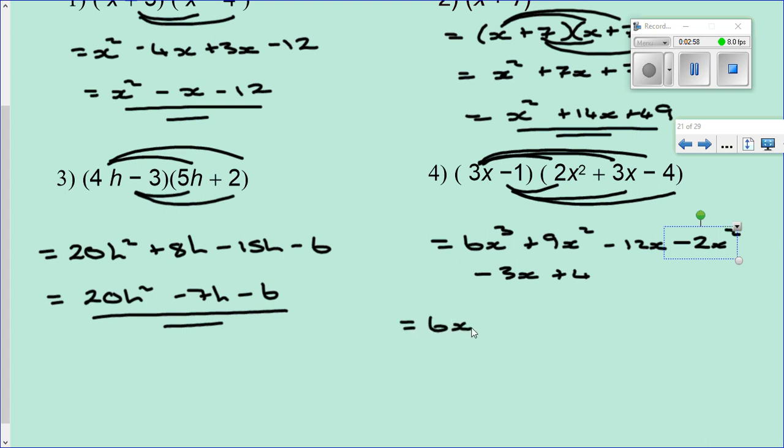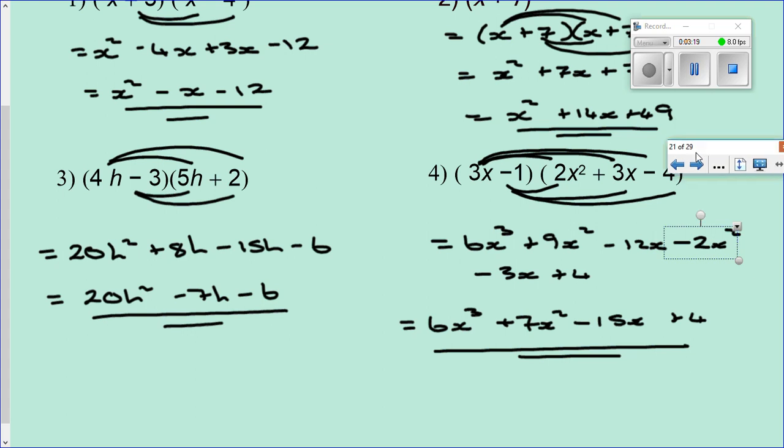So then our final answer is 6x cubed. 9x squared minus 2x squared would be plus 7x squared. Minus 12x, take away 3x is minus 15x. And then plus 4. Remember, each time we're just collecting those like terms. We cannot put a cubed and a squared together. They're different things, so we have to just keep them in their separate powers.